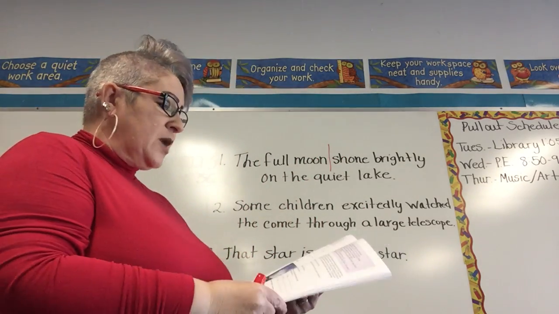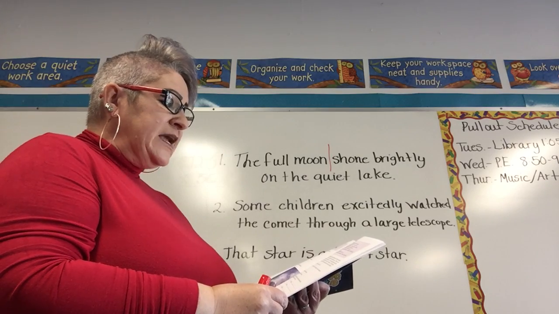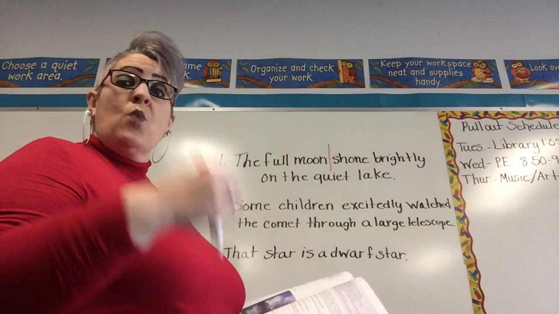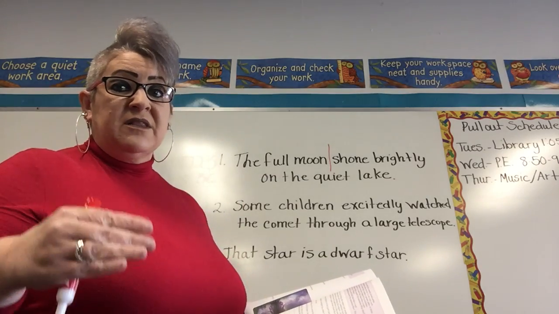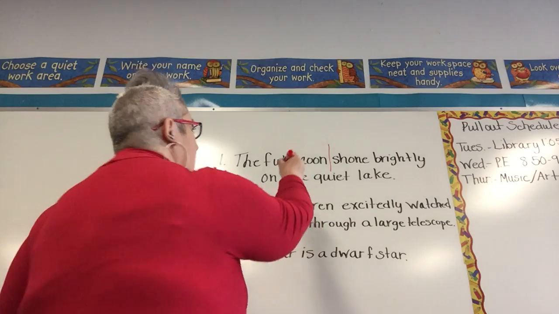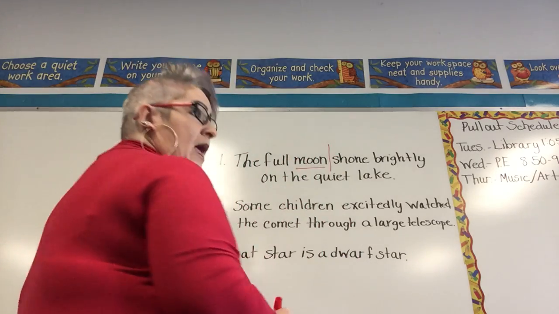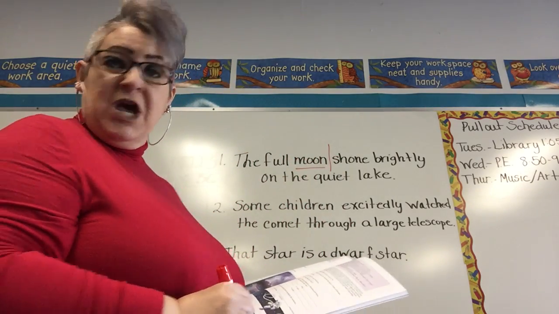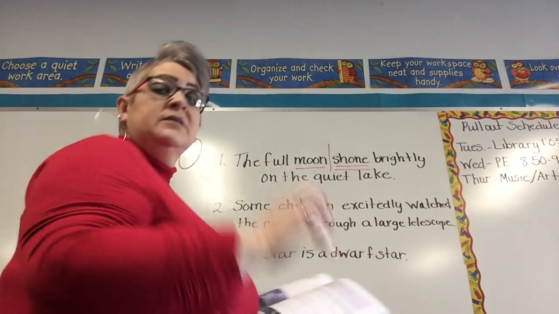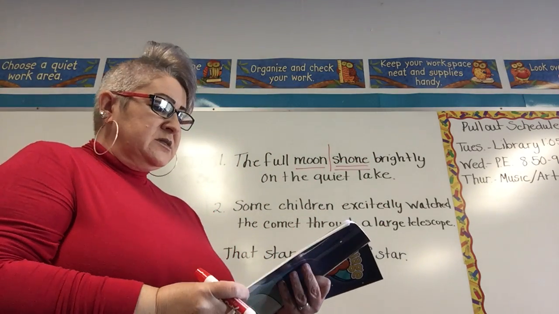Now, the next part of the directions, number 2. Underline each verb twice. Underline each subject once. Okay, well, we just talked about what the subject and the verb is. What is this sentence about? It's about the moon. So we're going to underline moon one time. And what did the moon do? He shone. So we're going to underline shone 2 times.